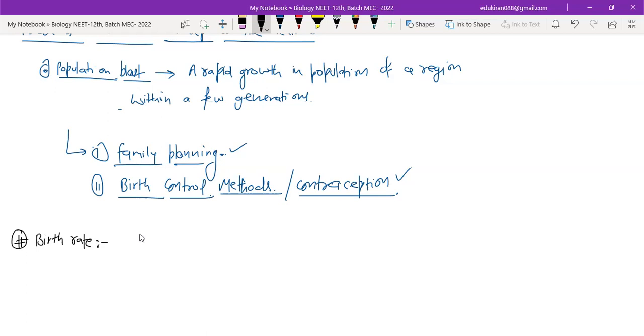So let's write down all these things. Birth rate, write down. It's the number of births in a specified region over a fixed time.